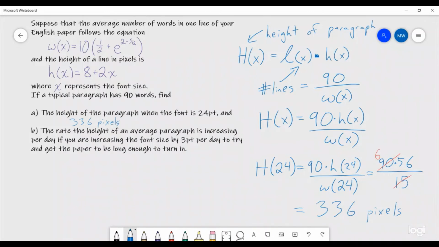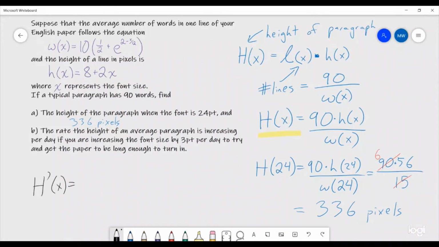Let's now do part B. Well, we need to figure out what's the rate that the height of a paragraph is increasing. So that means we need to know what's the derivative of our height function of the paragraph. So we need to find what is h prime of x.